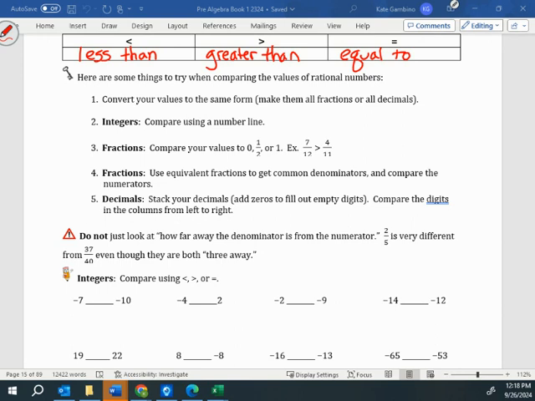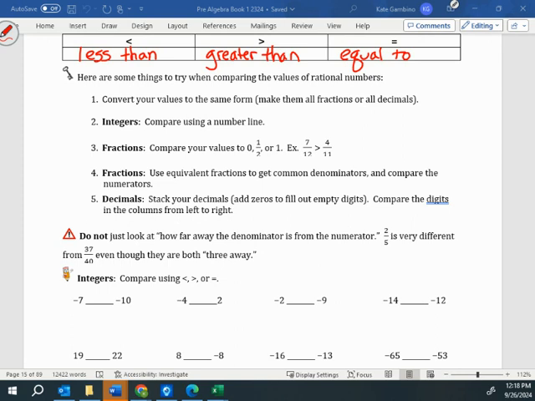I always like to think of my symbols as the hungry crocodile who wants to gobble up the bigger number. So that open side is always going to be open to the bigger number, to gobble up the bigger number. It's hungry, right? Crocodiles want to eat the bigger.